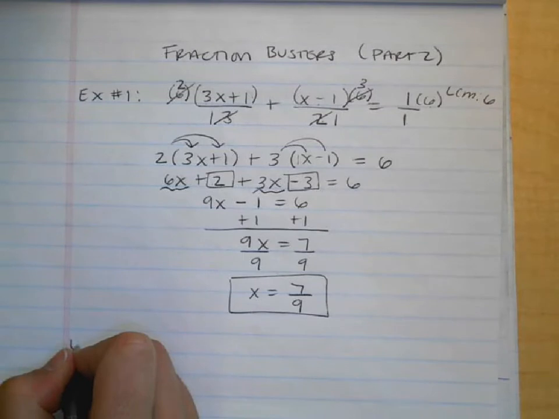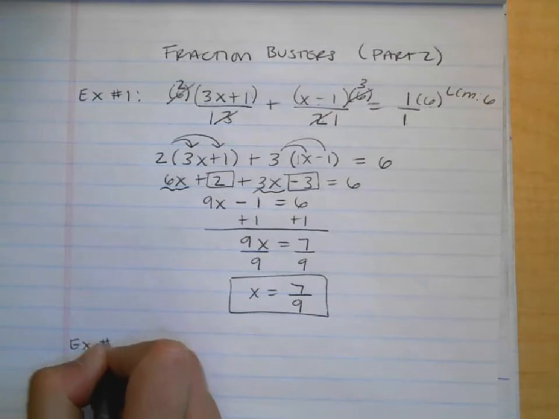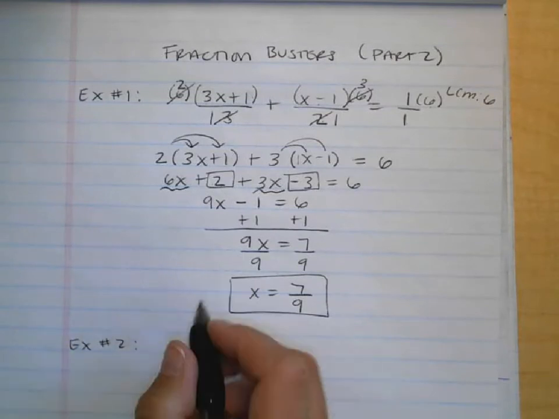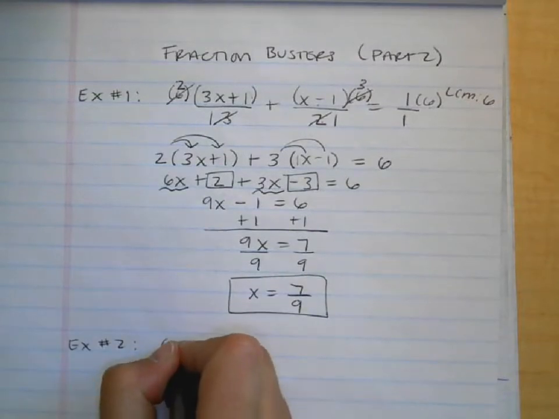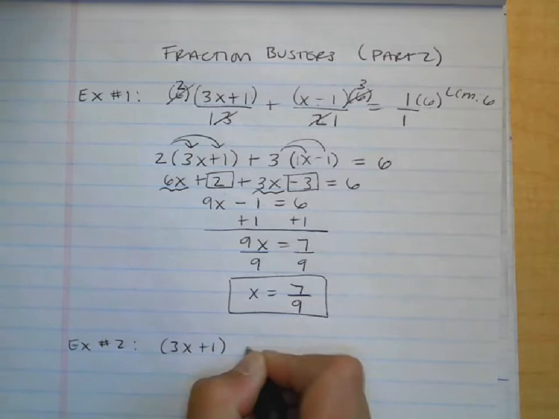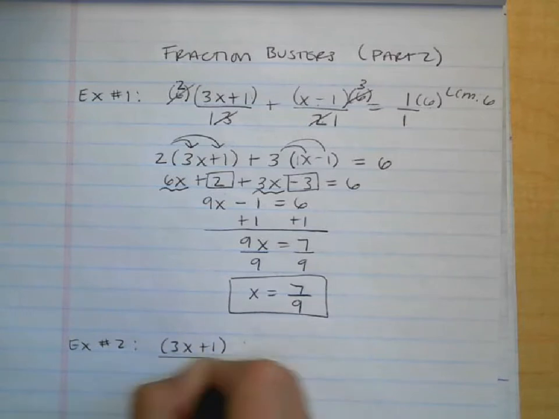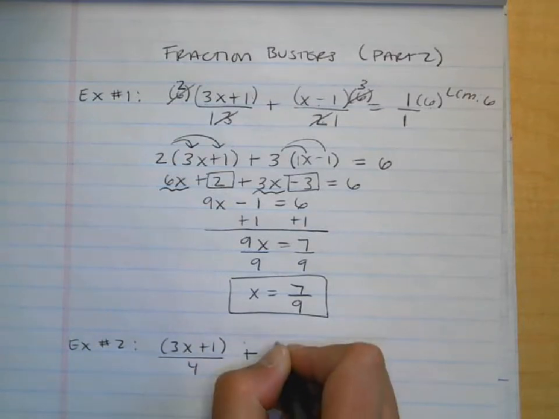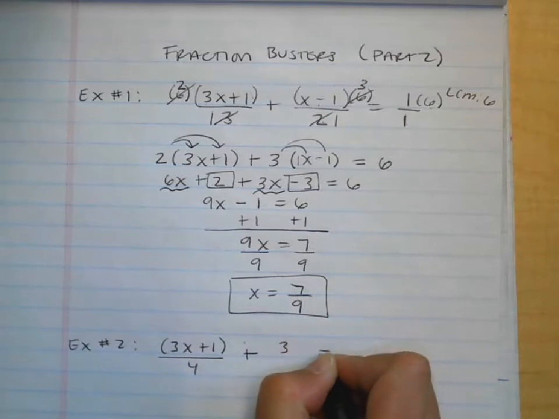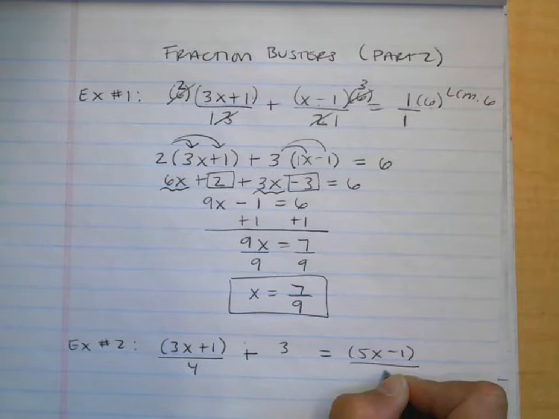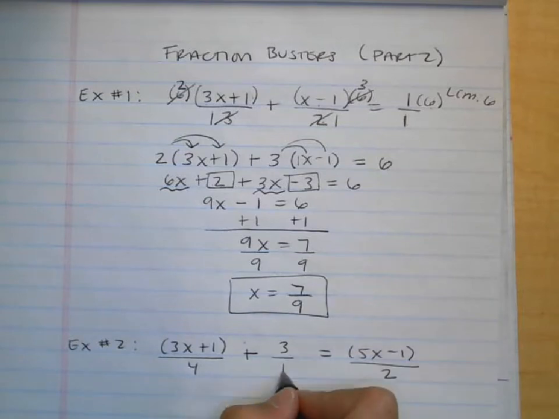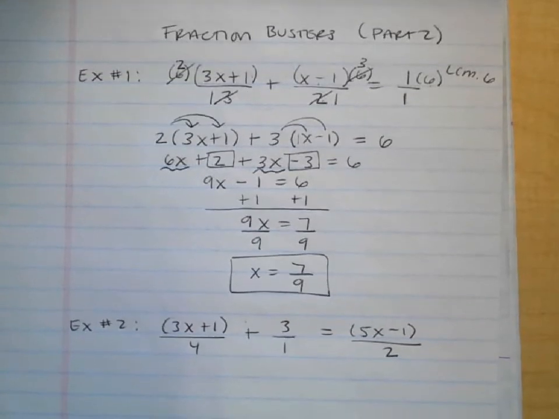Okay, now our example number 2, this one I actually give you guys parentheses already, but we're going to put them around anyways, even if we see it. Over 4 plus 3 equals 5x minus 1 divided by 2. Okay, let's make them all fractions. Make sure we have parentheses around the entire terms that have 2 terms in them.